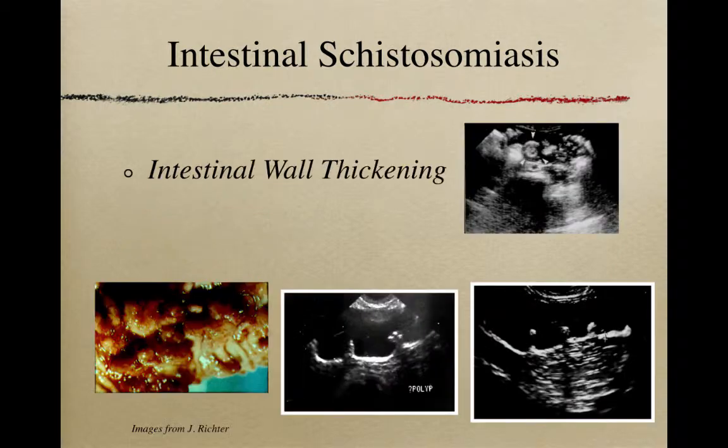Now, because it is the intestinal form, you can find intestinal findings by ultrasound manifesting as some wall thickening or polyps. But because the intestines are sometimes hard to ultrasound, these findings can be subtle, and there's certainly quite a few pathologies that can mimic this.